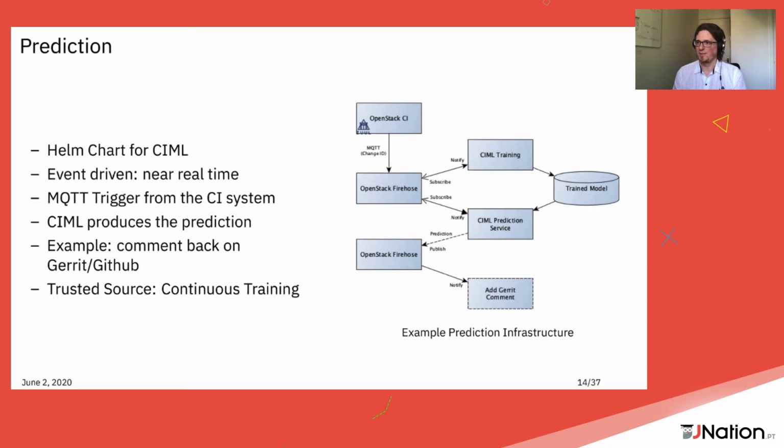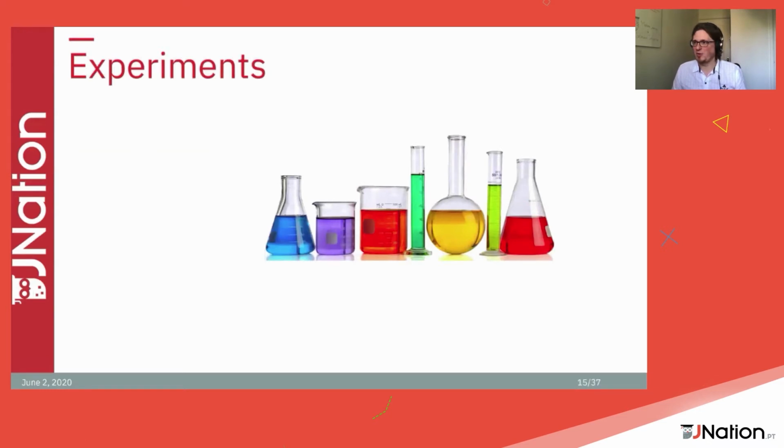So yeah. One last thing that we thought it might be possible to do is what we call continuous training, because we consider the CI system as a trusted source of data. So we can take new data from the OpenStack CI system and use it to continuously train the model and decide when we want to switch to a new model trained with more data. So next, the experiment.